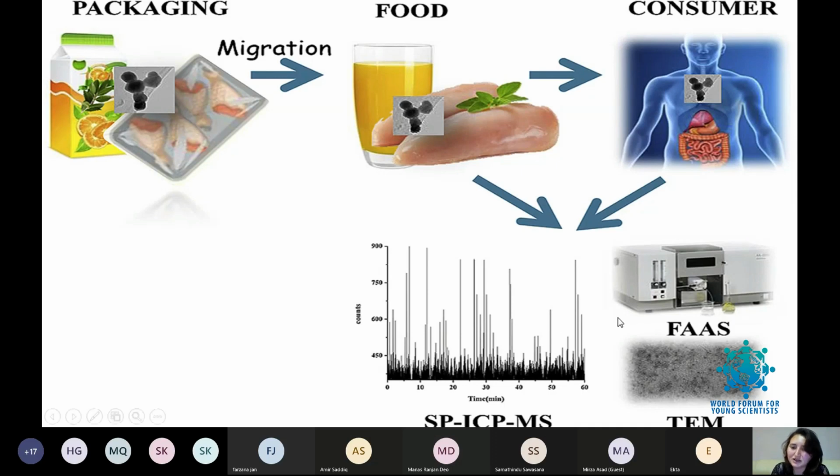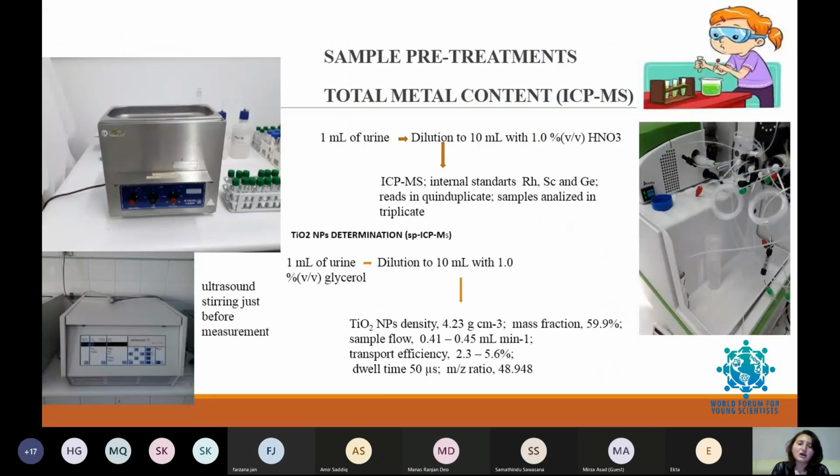Single particle ICP-MS. For nanoparticles, every time we will use single particle ICP-MS. But ICP-MS we will use just for the total characterization of the metals. But in our work, we used urine. This is sample pre-treatment.